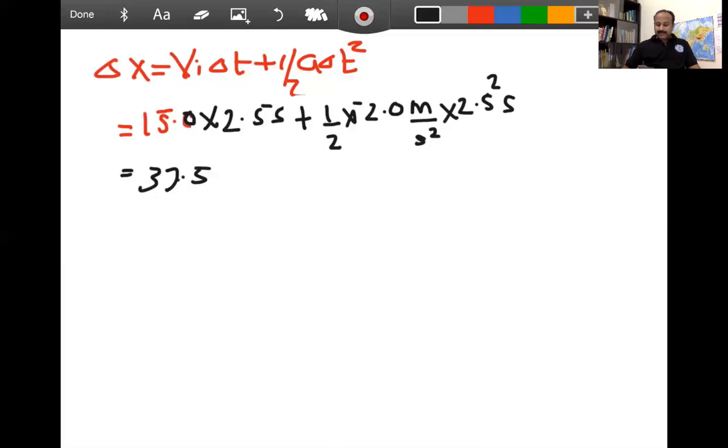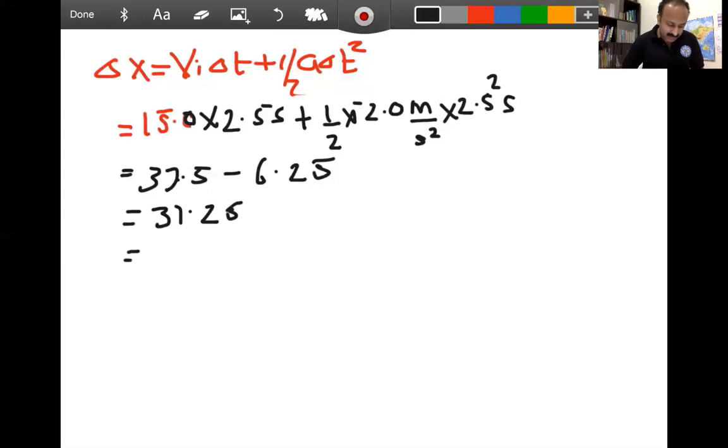So that's going to be minus 6.25. So that is going to be 37.5 minus 6.25, which is 31.25. And here, the answers are given in two significant figures. So you can round this to 31 meters.